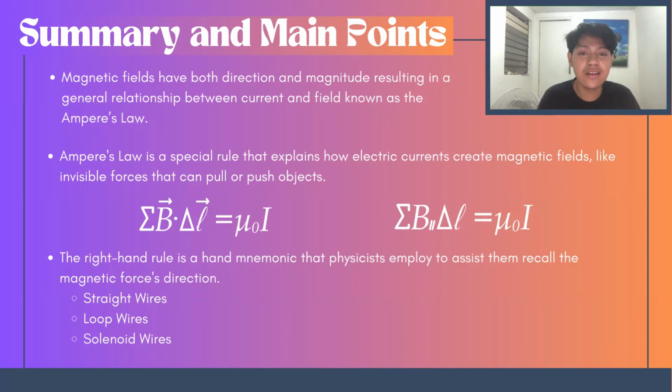The first one is for straight wires. So, imagine this is a wire, and the current is going upward, so your thumb is going to be upward. Okay? You only use your right hand. That's why it's called the right hand rule. So, upward. And the way your fingers curl, that's the direction the magnetic field goes. So, like that.